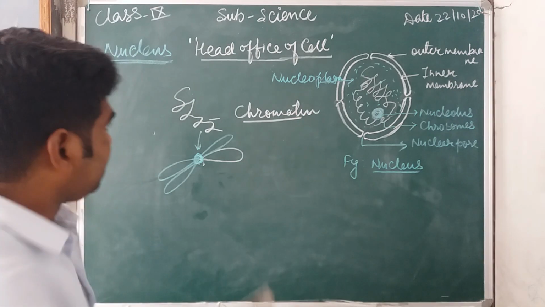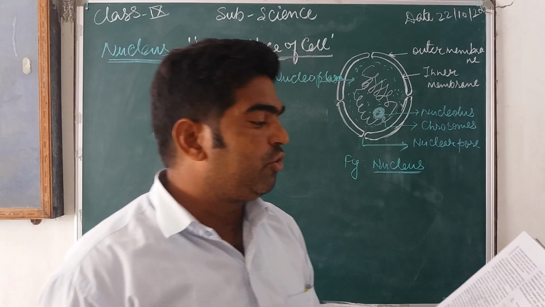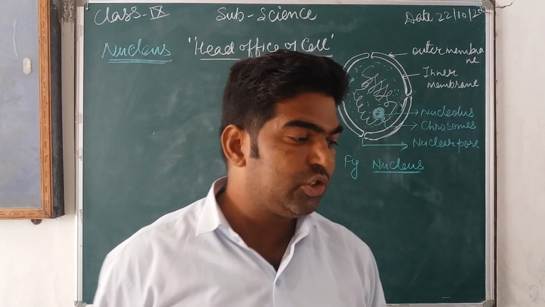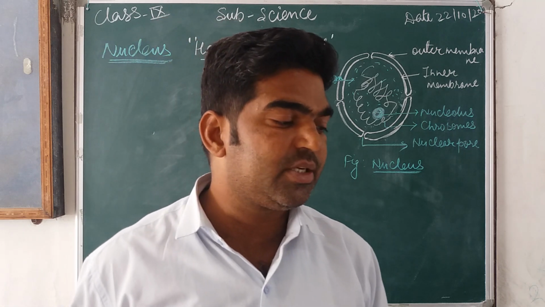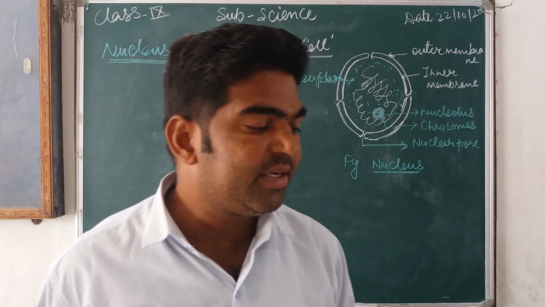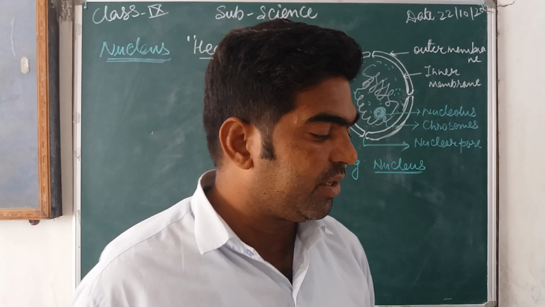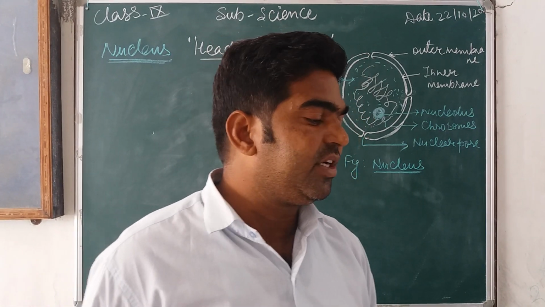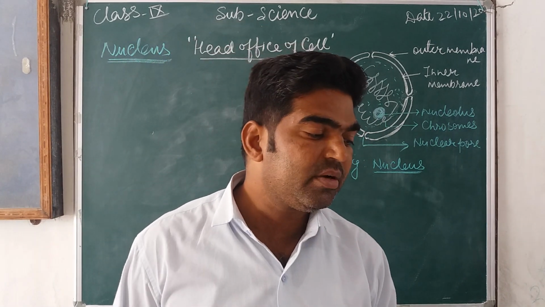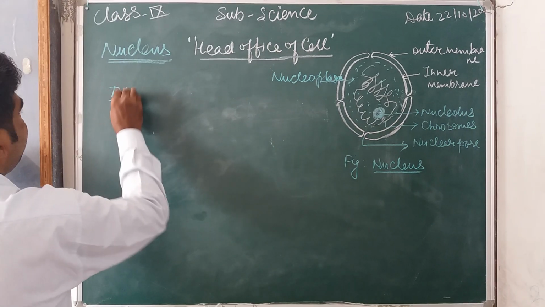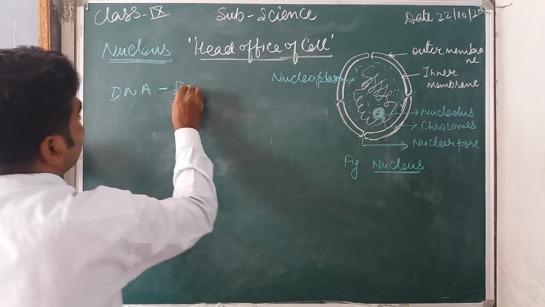So now next, see the page number 62. The nucleus contains the chromosomes, which are visible as rod-shaped structures only when the cell is about to divide. Chromosomes contain the information for inheritance of the characters from parents to the next generation in the form of DNA molecules. So what is the full form of DNA? The full form of DNA is deoxyribonucleic acid.